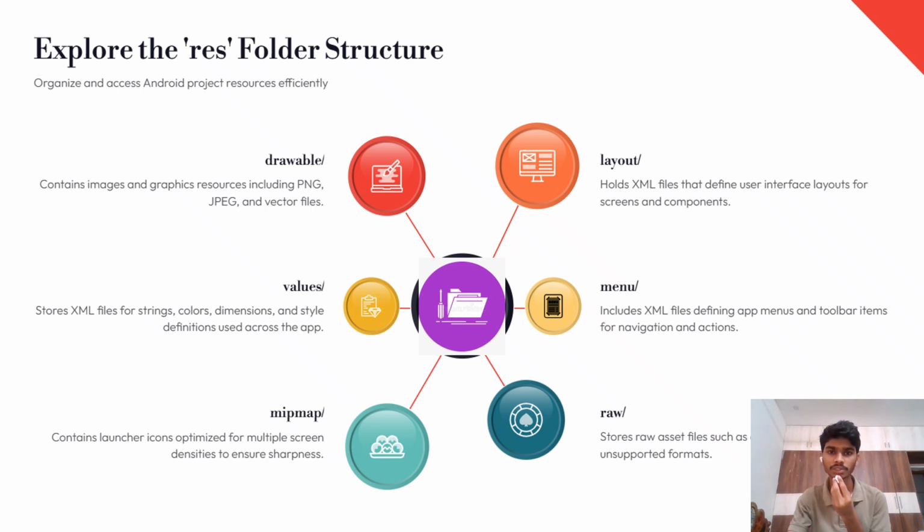The bitmap folder stores launcher icons optimized for multiple screen densities to ensure sharpness. Finally, the raw folder stores unprocessed asset files like audio, video, or custom data used directly by the app. The structure helps maintain an organized, scalable Android project where every resource has a clear purpose and location.